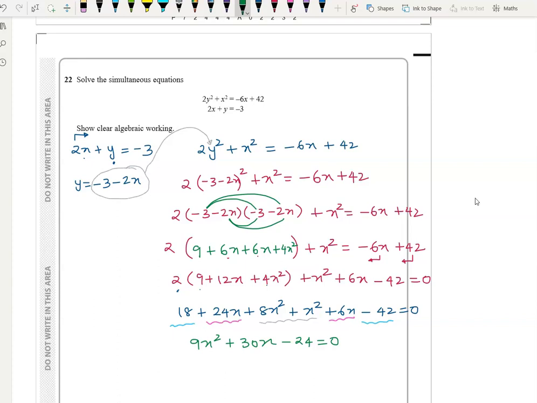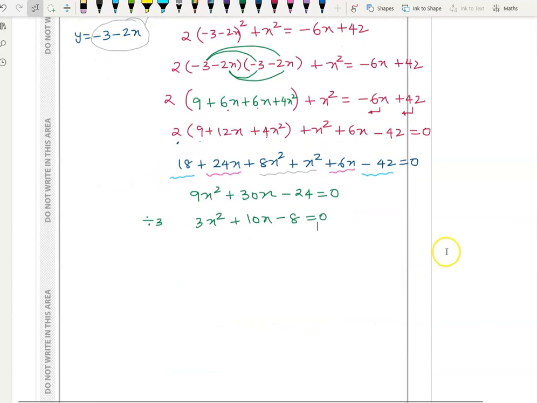If you look at the numbers 9, 30 and 24, we can reduce it. You can divide by 3, or you can continue with the same numbers also. So when you divide each term by 3, so you'll get here 3x square, 30 divided by 3 will give you 10x, and 24 divided by 3 is 8 equal to 0. Now we have a quadratic. We have the option of using the calculator and get the factors. First I'll show you without calculator and then with the help of calculator.